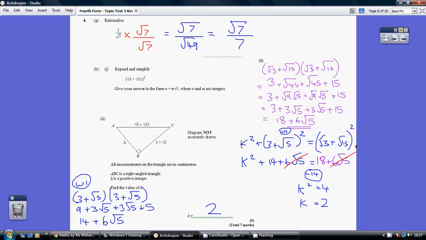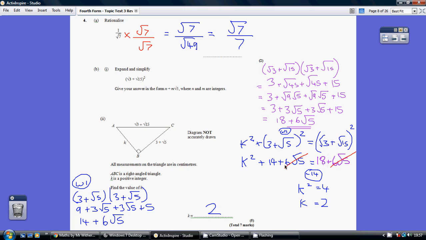This gets us into the question. Once we're this far, it's not too bad. So k squared, that's fine. 3 plus root 5 all squared. Remember, that's 3 plus root 5 times 3 plus root 5. I've done that over here, and it simplifies to 14 plus 6 root 5. That's this term here. Now our right hand side, it's very helpful if you spot this is exactly what you've just done in part B1, otherwise you just repeat yourself. So this all squared is 18 plus 6 root 5.